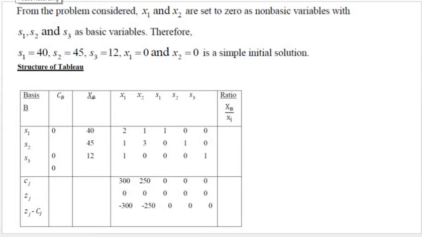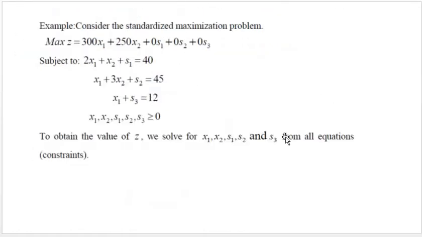So from the problem considered, x1, x2 are set to 0 to get the initial solution. Therefore, s1 equal to 40, s2 equal to 45, s3 equal to 12, x1 equal to 0 and x2 equal to 0 is a simple initial solution. s1, s2 and s3 are known as basic variables and x1 and x2 are called non-basic variables.